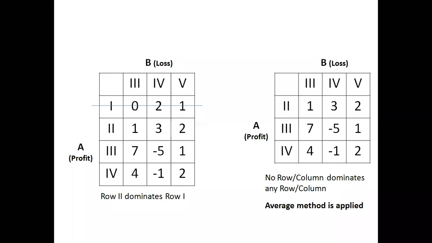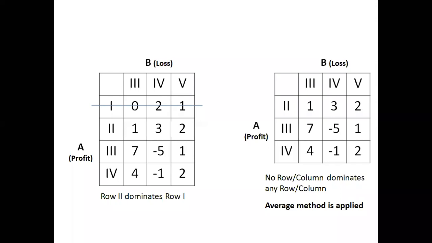Now here you try to find whether any row or column dominates another row or column. Do you find any? Just try to check. Below the matrix, the statement is written: no row or column dominates any row or column.